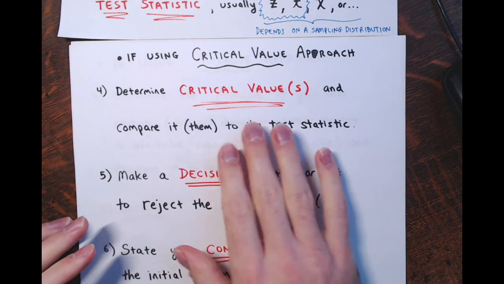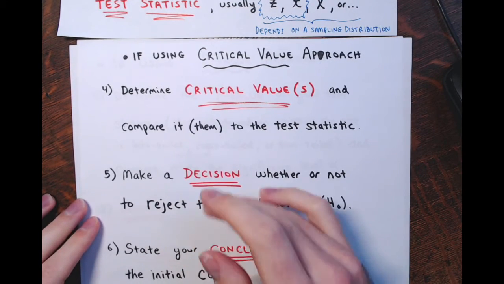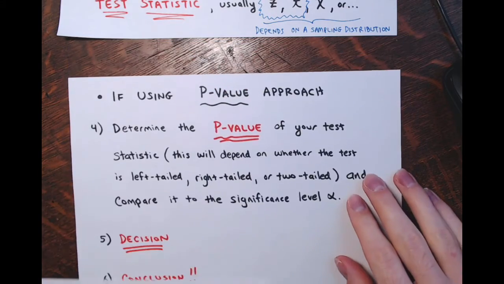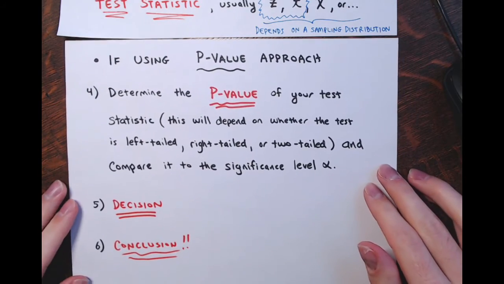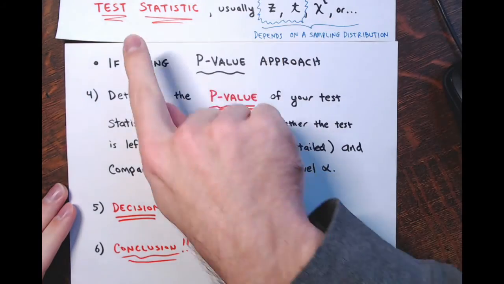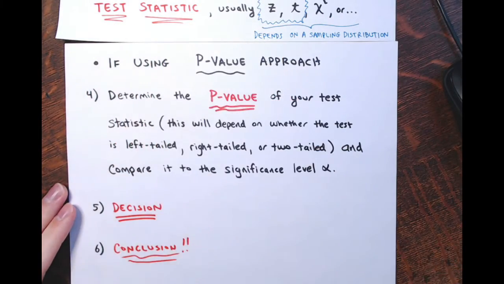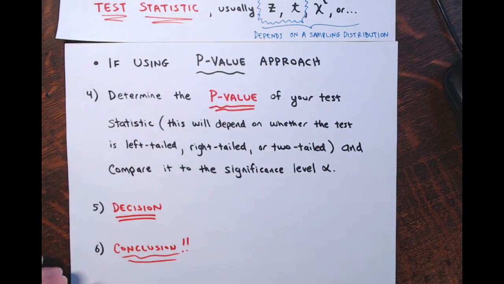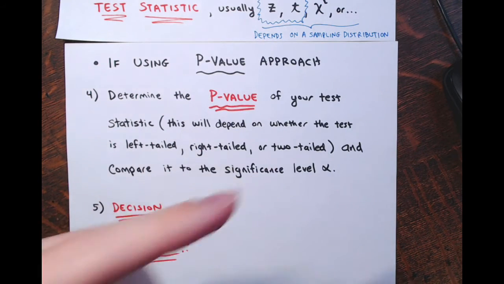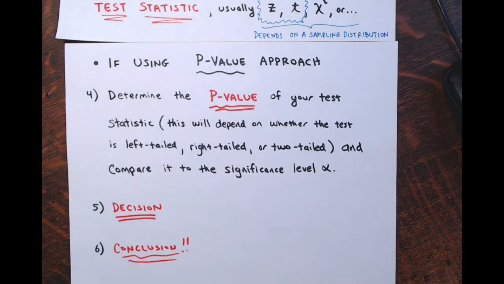Now that's the critical value approach. And now the same 2 steps at the end are for the p-value approach as well. If you're using the p-value approach, the only difference is you take your test statistic and you determine the p-value, which is a probability value. Determine the p-value of your test statistic. And again, like critical values, this will depend on whether the test is left-tailed, right-tailed, or two-tailed, and we'll get into that in another video. What kind of test do you have?